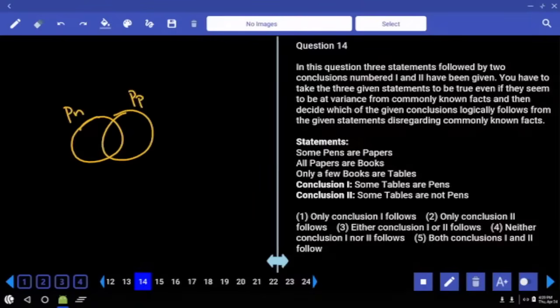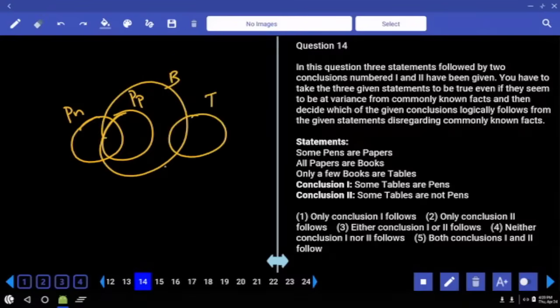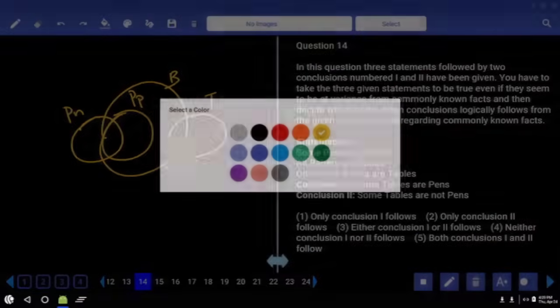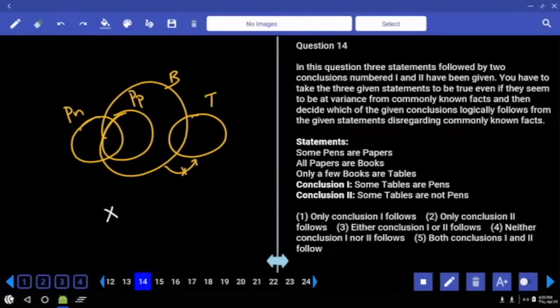Some pens are papers and all these papers are what? Books. And only a few books are tables. Some books are tables but not all. This entire book cannot be a part of table. And some tables are pens, true or false? Table is here, pen is here, that is false. Some tables are not pens, that is definitely true.